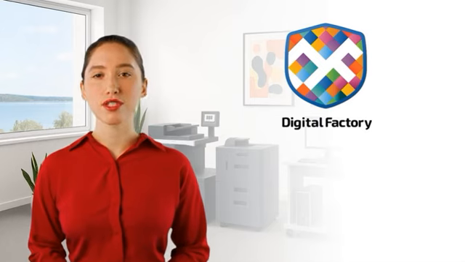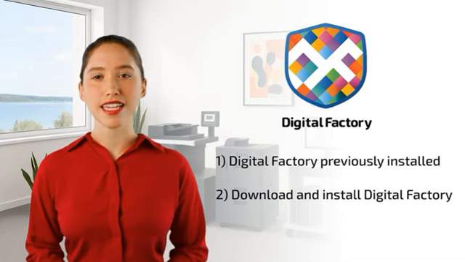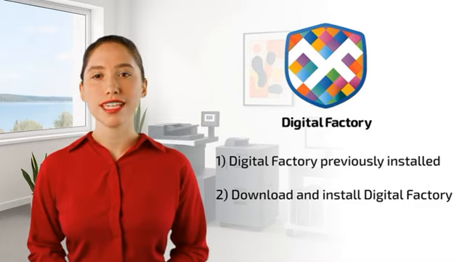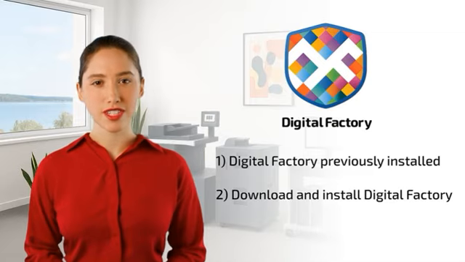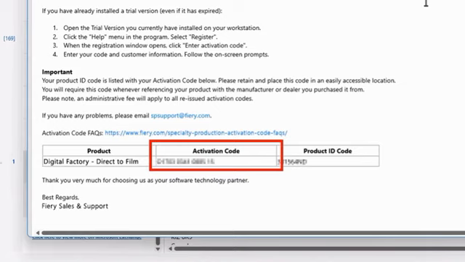This video will cover two paths. The first path is for those who have already installed the trial version of Digital Factory. The second is for those who have not installed the software at this point. We will walk you through downloading the software, installing and registering your product with your activation code. In this demonstration, we will be using an activation code received in an email for Digital Factory, Direct to Film Edition. This installation and activation covered in this video applies to all versions of Digital Factory.